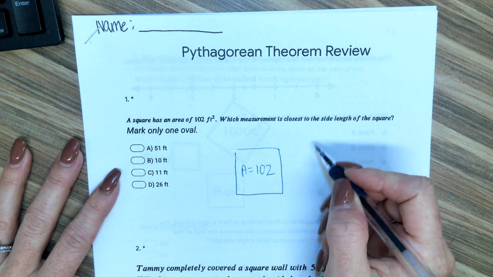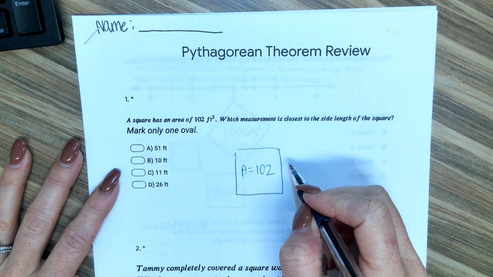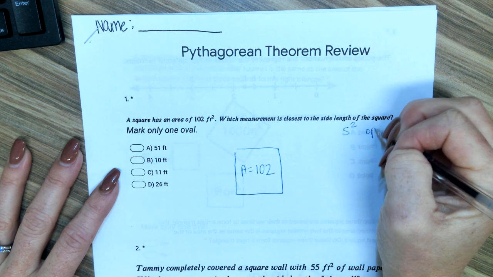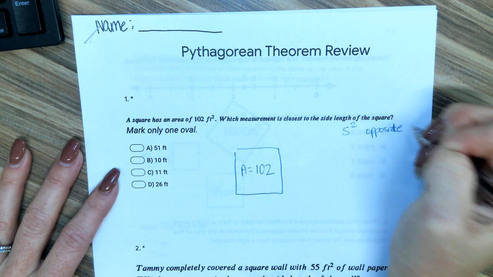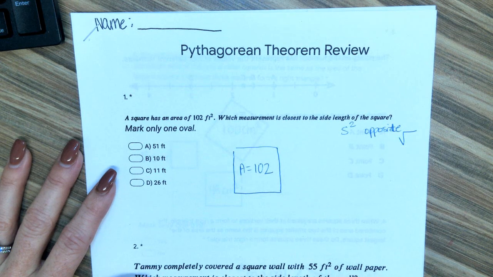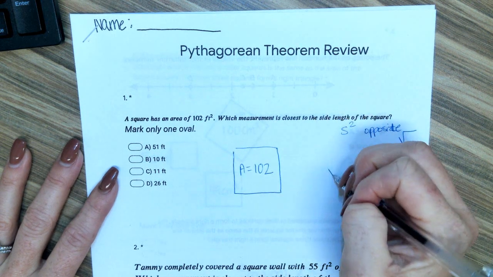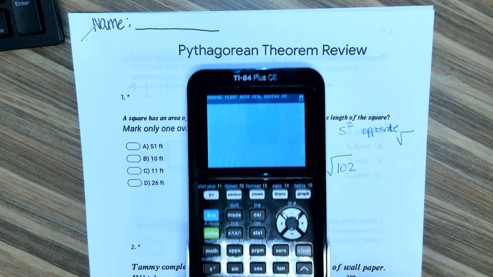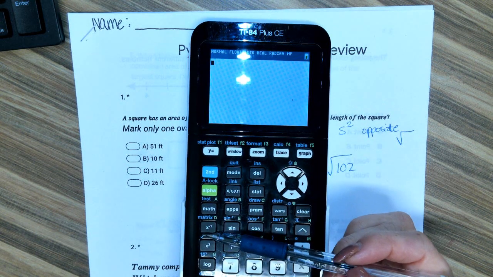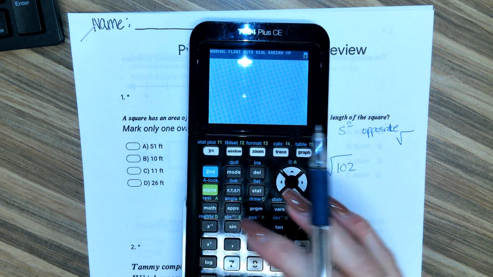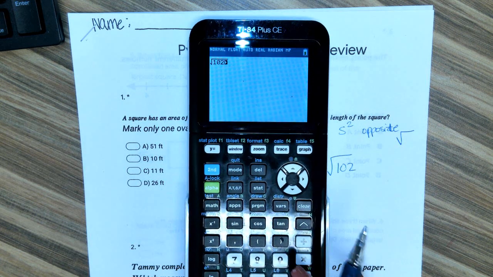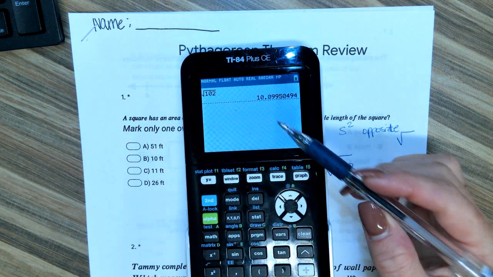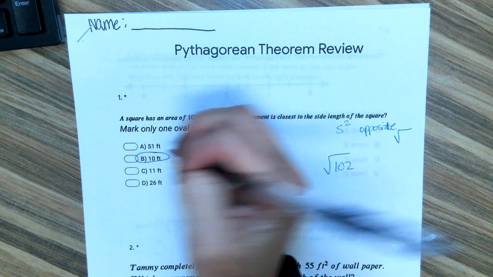Well, you know that the area of a square is found by multiplying side times side. That means side squared. So the opposite of that is not to divide, it is to square root. Make sense? So you simply take that and square root it. That's all you have to do. So the square root, and let's refresh in our calculator, the square root button is found right here in blue. So second square root of 102, and that's your answer. So it's found between, or which one is it closest to? 10.